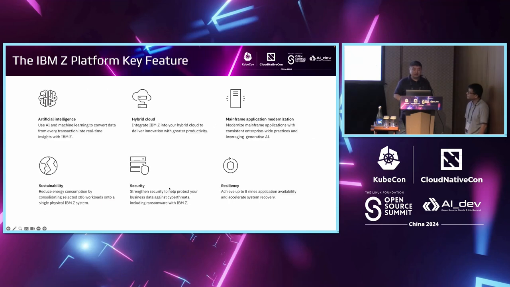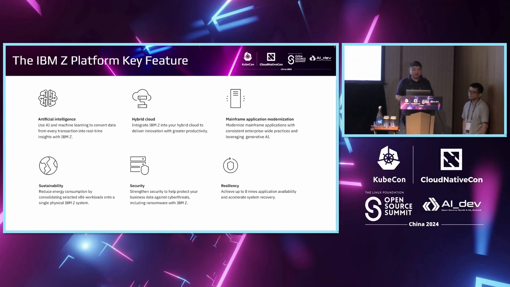IBM Z has the following key features. First is artificial intelligence. It uses AI and machine learning to convert data for every transaction into real-time insights with IBM Z. Another is hybrid cloud. It integrates IBM Z into your hybrid cloud to deliver innovation with greater productivity. Also, mainframe application modernization: modernize mainframe applications with consistent enterprise-wide practices, leveraging generative AI.